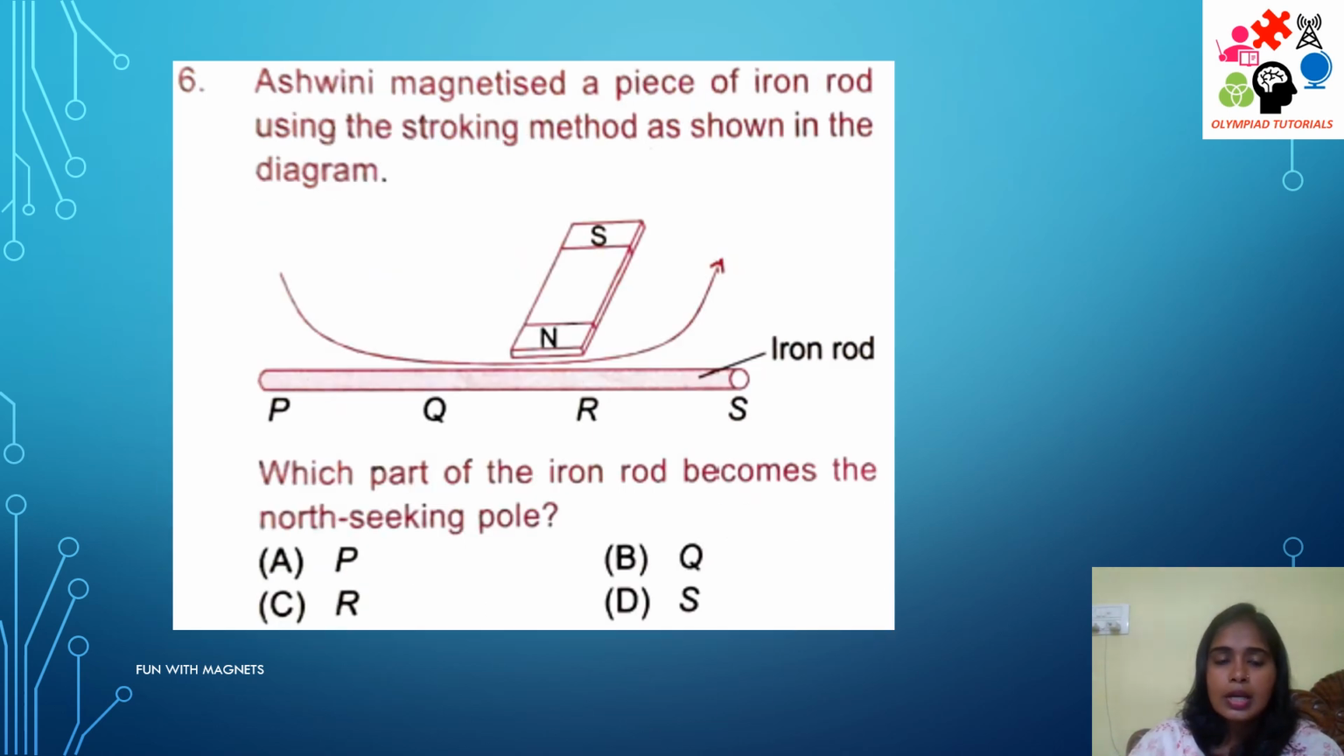So next question, Ashwini magnetized a piece of iron rod using stroking method as shown in the diagram. Which part of the iron rod becomes the north-seeking pole? So you know that most of the times we can induce the magnetic properties in the iron rod using the stroking method. So here the correct option will be option number C, that is R. Q becomes the north pole and R will become the north-seeking pole.